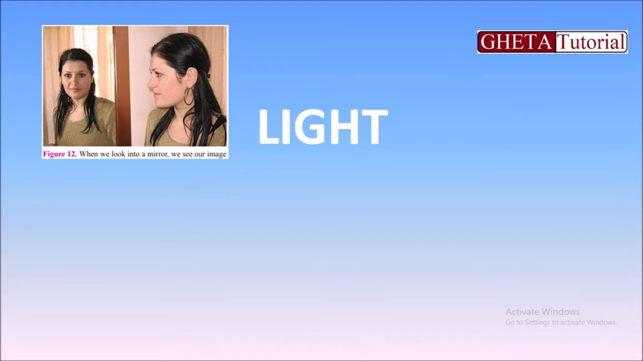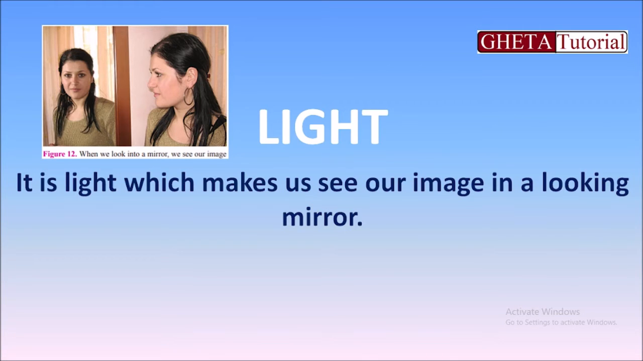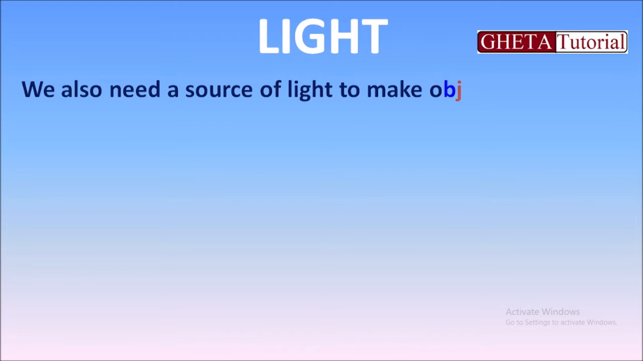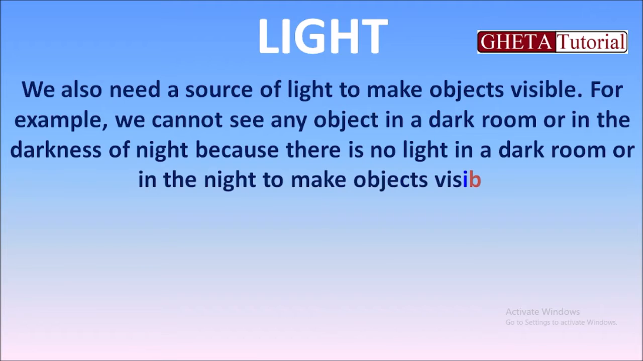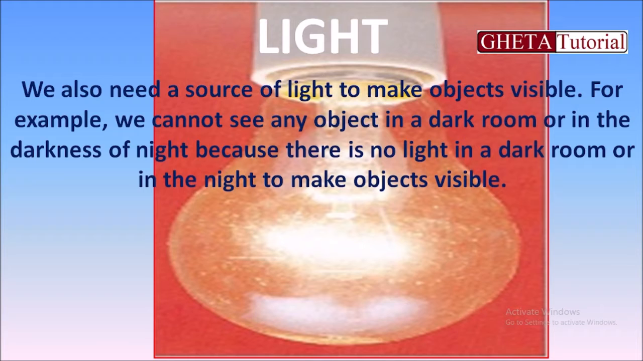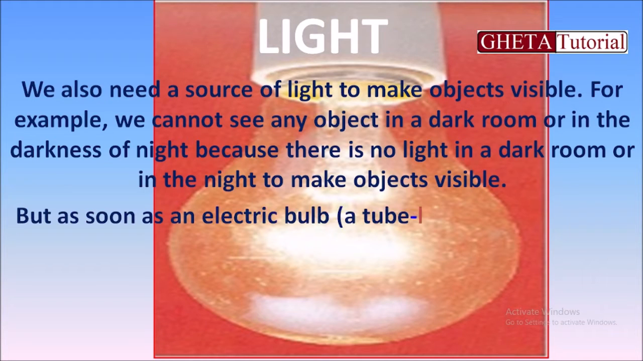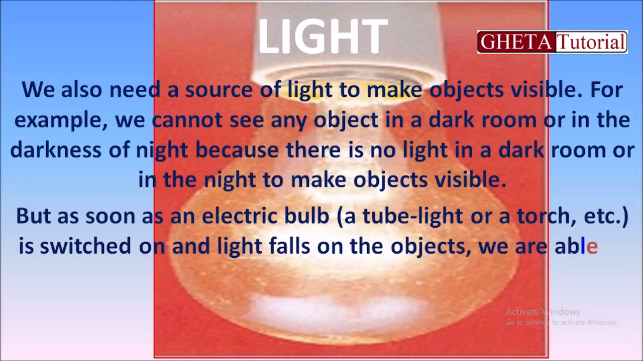And it is light which makes us see our image in a looking mirror. We also need a source of light to make objects visible. For example, we cannot see any object in a dark room or in the darkness of night because there is no light in a dark room or in the night to make objects visible. But as soon as an electric bulb, a tube light or a torch is switched on and light falls on the objects, we are able to see them clearly. It is only when light coming from an object enters our eyes that we are able to see that object.